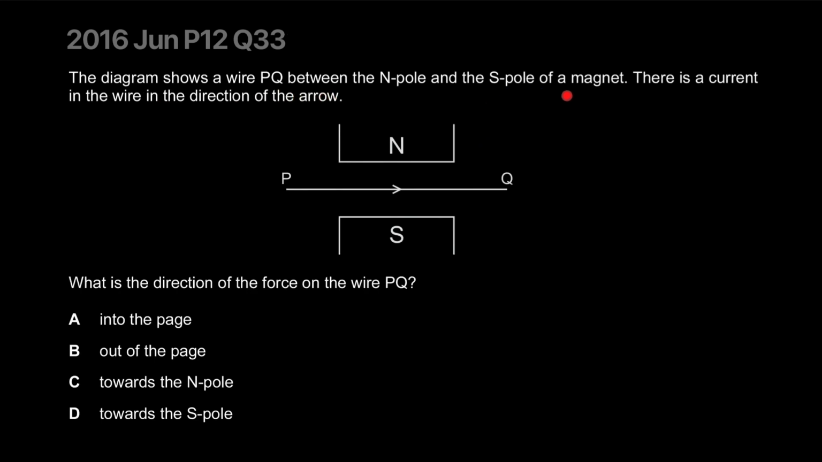The diagram shows a wire PQ, North Pole and South Pole of the magnet. That's the North Pole. Essentially, they're asking, use Fleming's left-hand rule and figure out what's the force on this wire. So the left-hand rule, right is the right-hand one. Just remember your right hand versus your left hand. And the left-hand rule: your thumb indicates the direction of the force. Your first finger or index finger is the direction of the magnetic field. And I have to look at my hand to recall this. And your second finger or middle finger will be current.